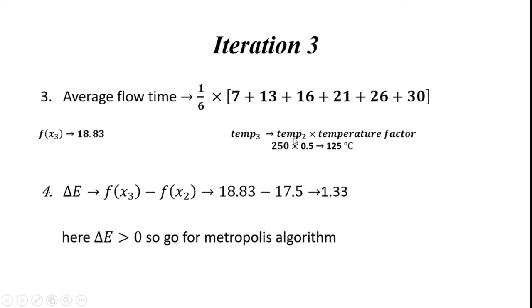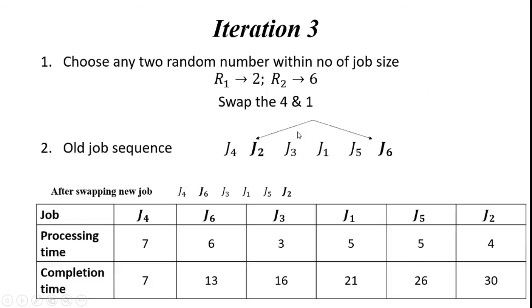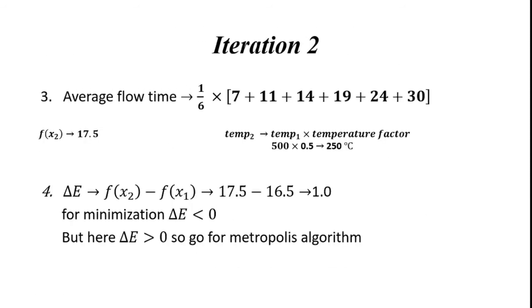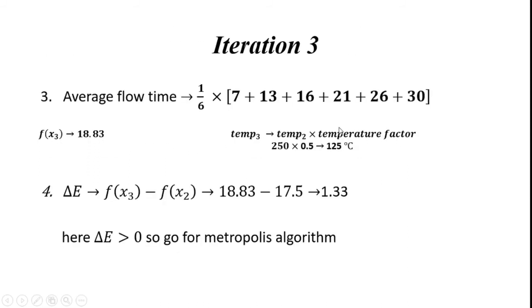Temperature 3 is equal to temperature 2 into temperature factor. What is temperature 2 in the previous iteration? The temperature 2 is 250 degrees Celsius. So that 250 into temperature factor 0.5, so that I got the new temperature value, 125 degrees Celsius.